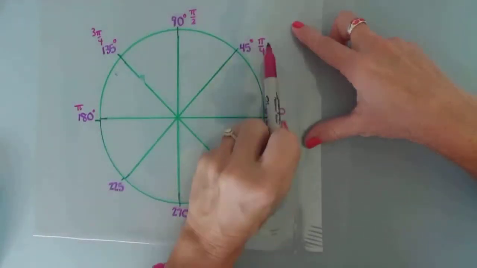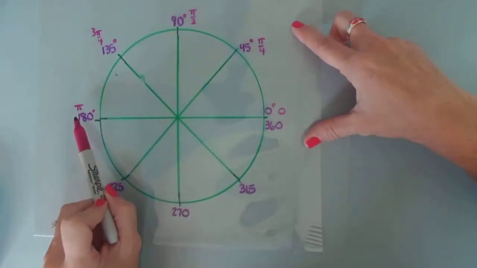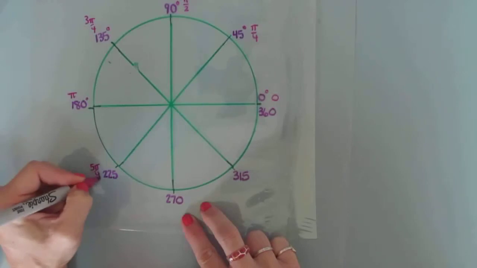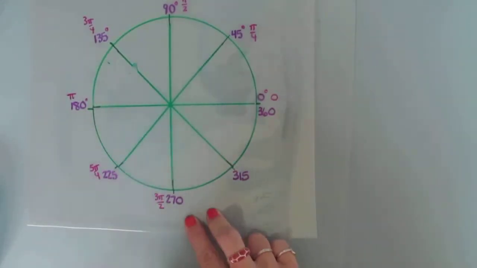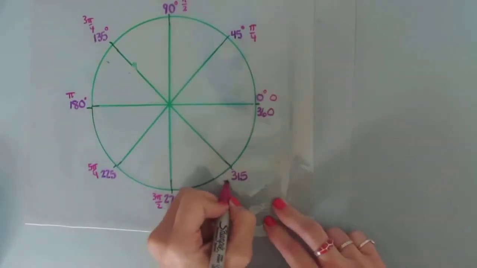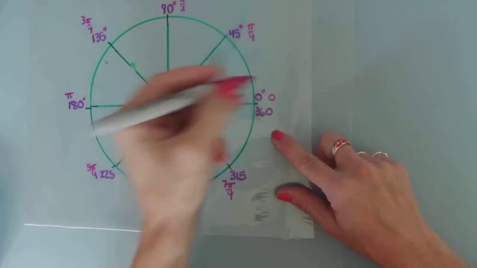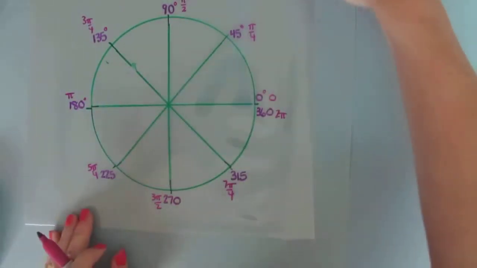Now you can kind of see the progression. So here we go. 1 pi over 4, 2 pi over 4, 3 pi over 4, 4 pi over 4. Keeping that going, here's 5 pi over 4, 6 pi over 4, which reduces to 3 pi over 2, 7 pi over 4, and 8 pi over 4, or 2 pi.